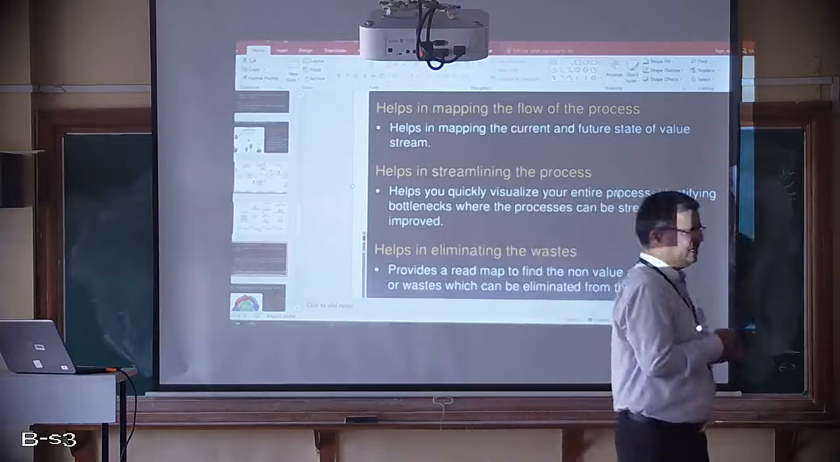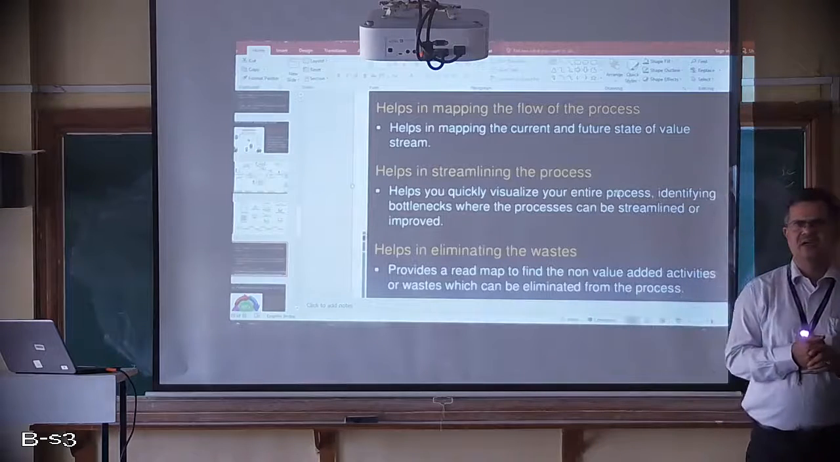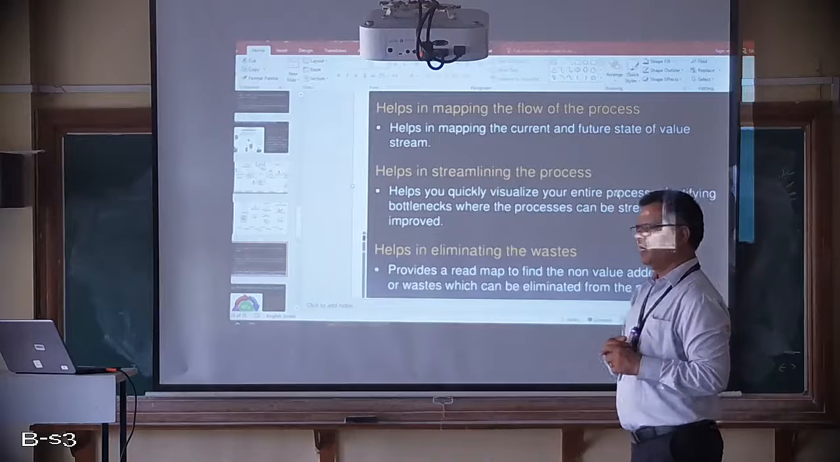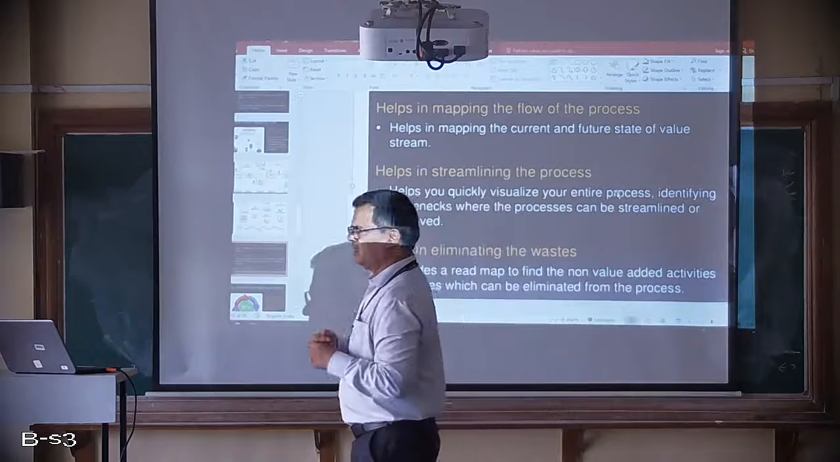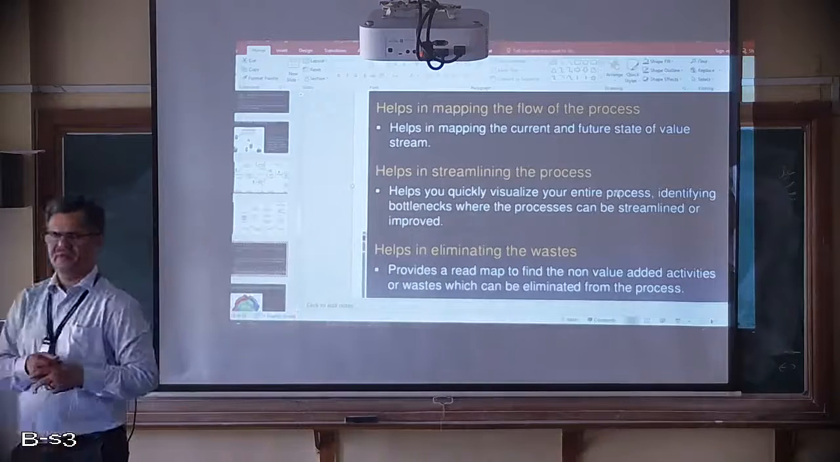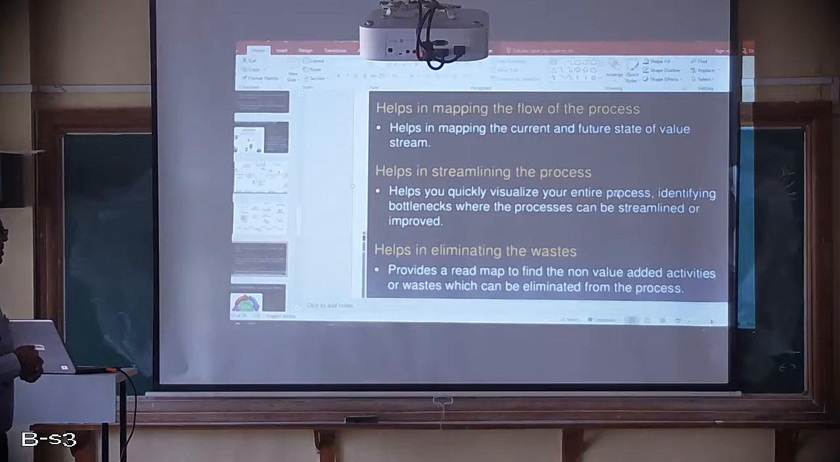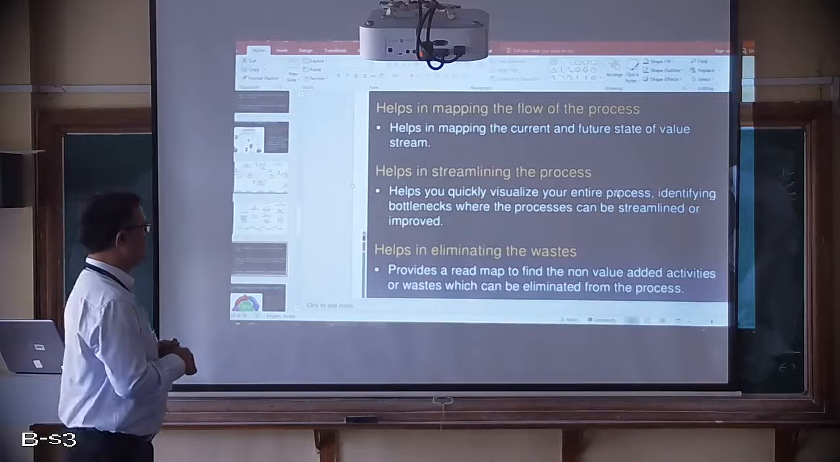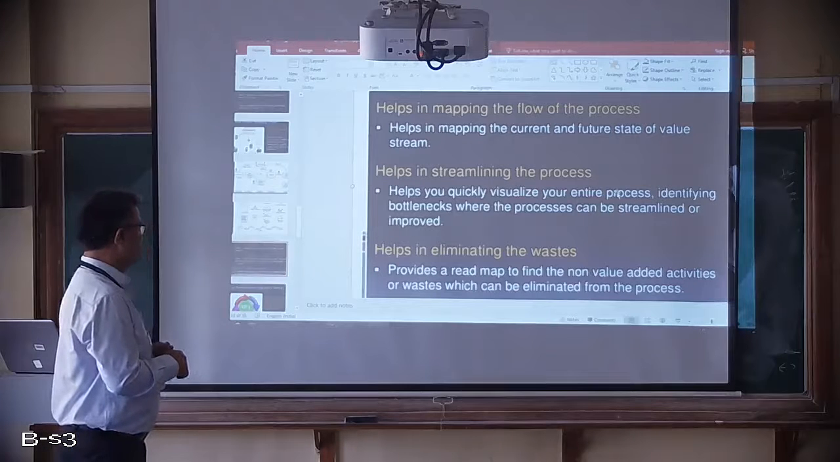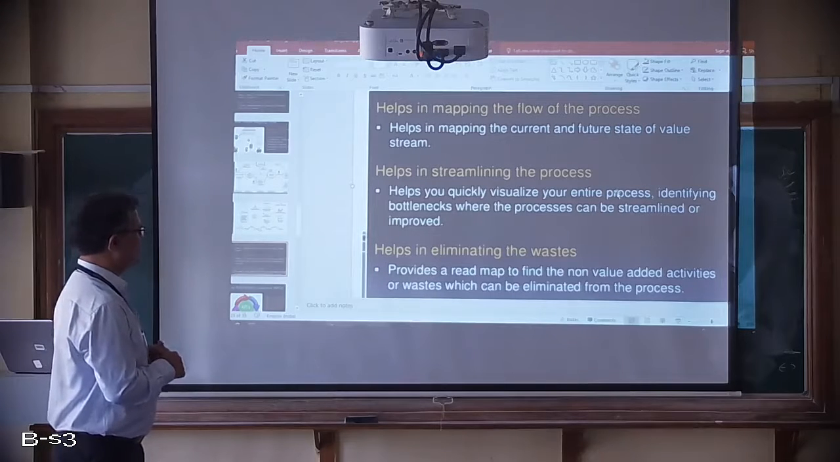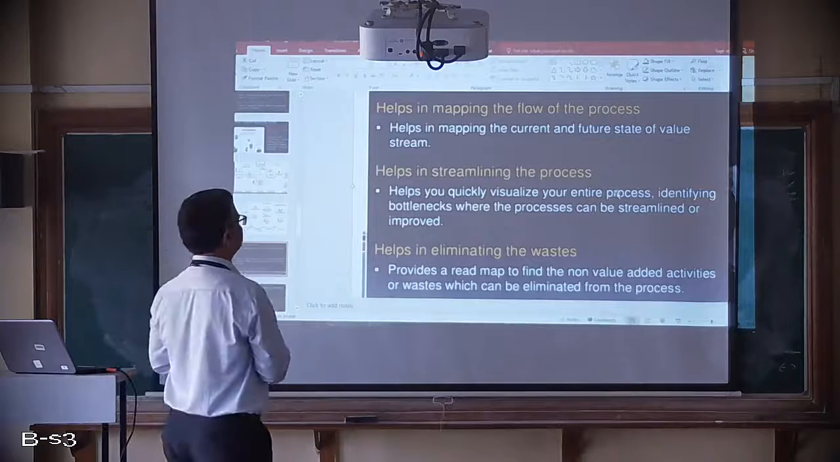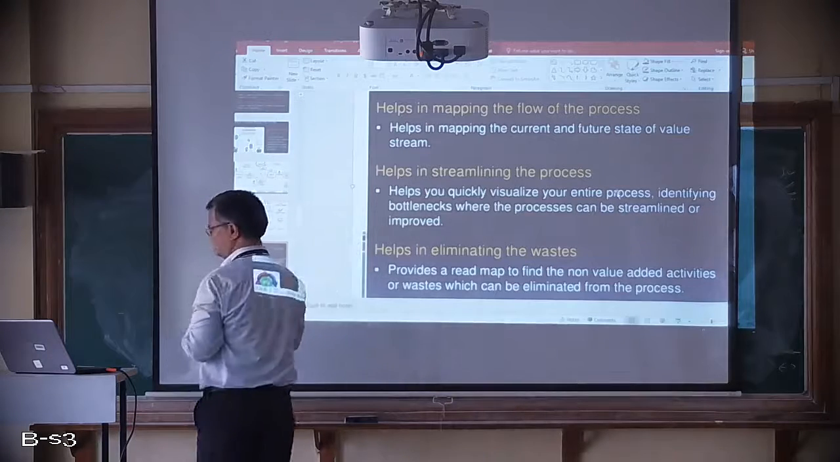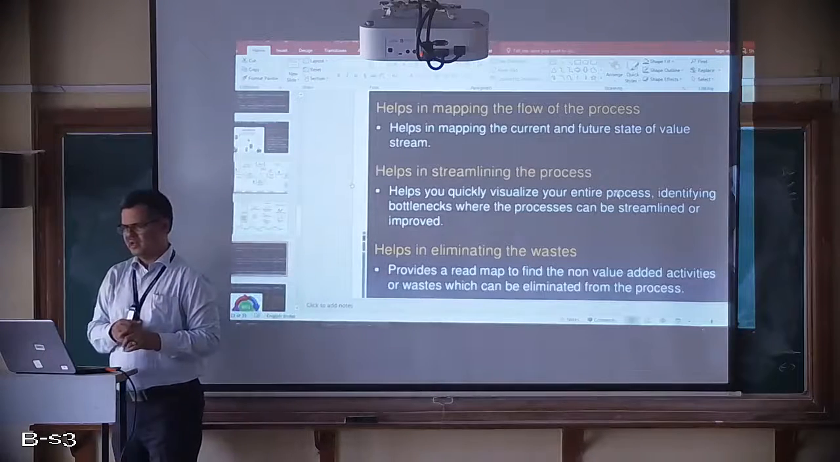By clearly distinguishing value added and non-value added, and by removing non-value added activities, you can eliminate the waste. So lastly, value stream mapping eliminates waste by providing a roadmap to find the non-value added activities or waste which can be eliminated from the process. So this is the use or help of value stream mapping.